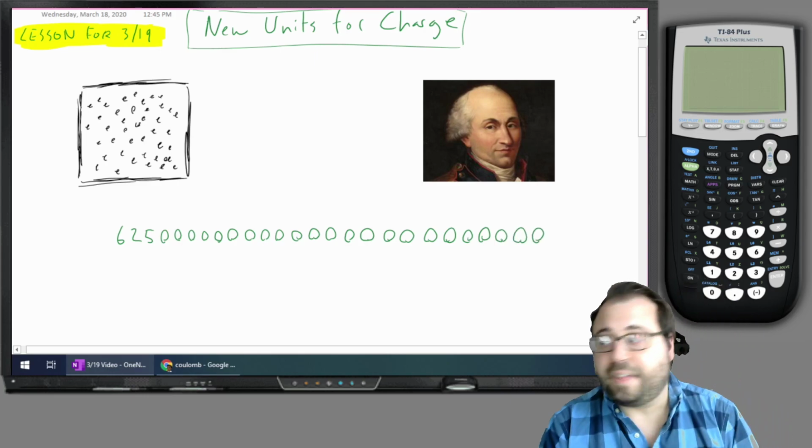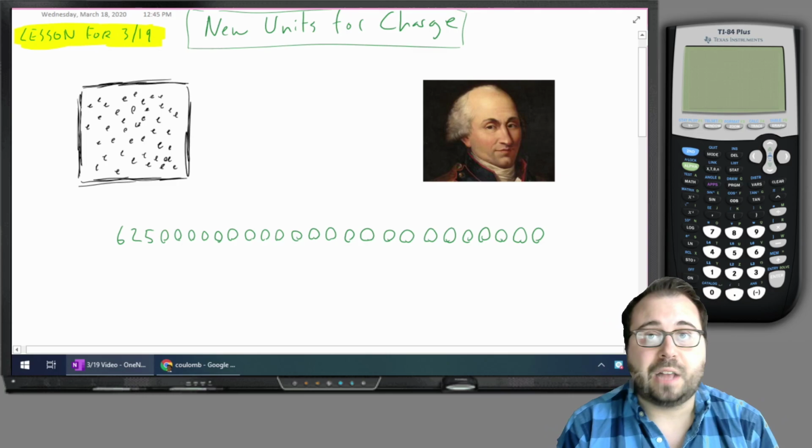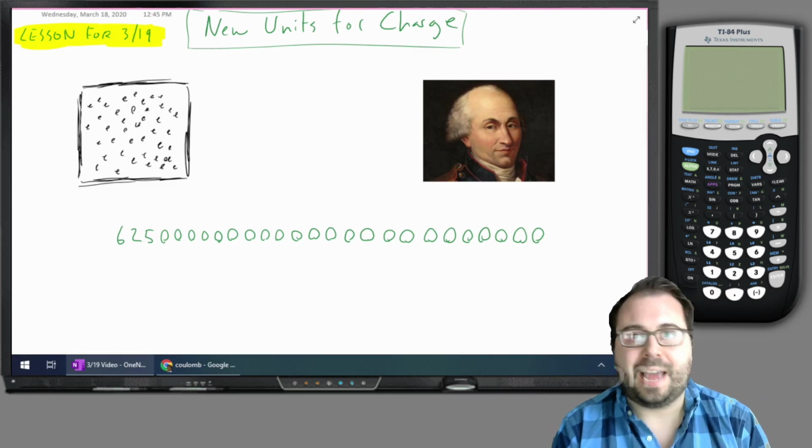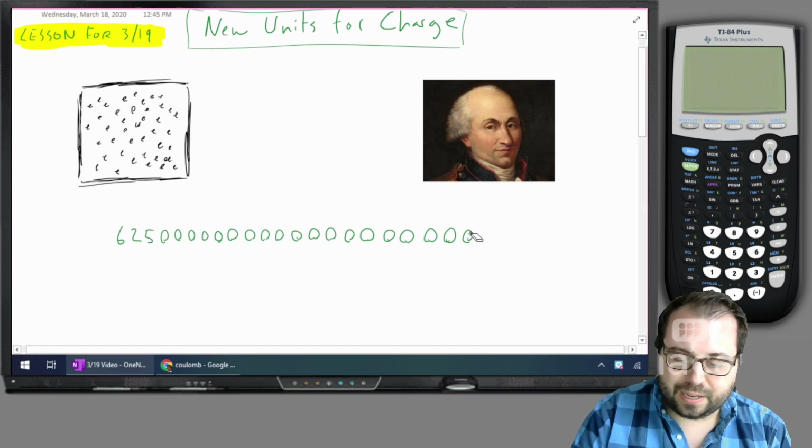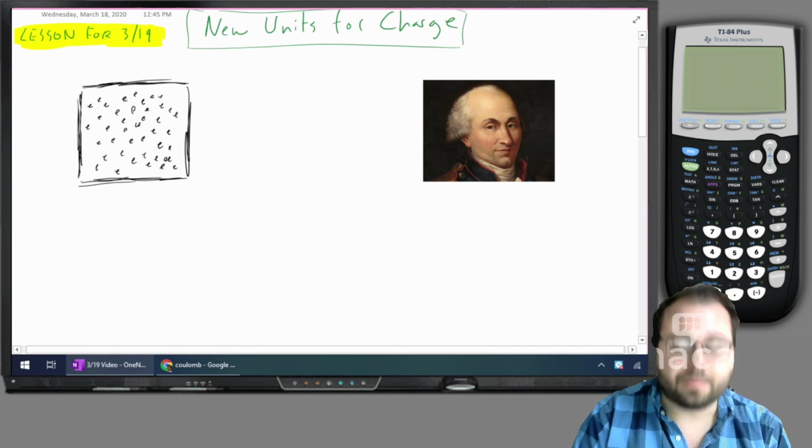Yeah, that's about right. That's about the number of electrons just on the Van de Graaff generator after it charges up for just a little bit. So it's an enormous number, right?